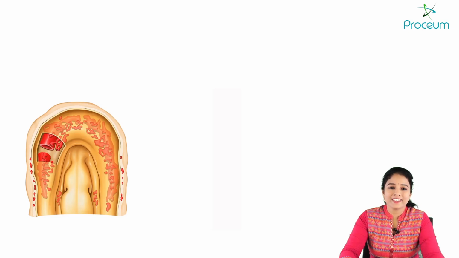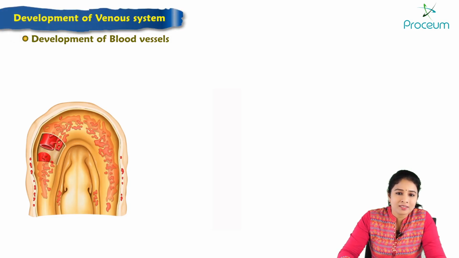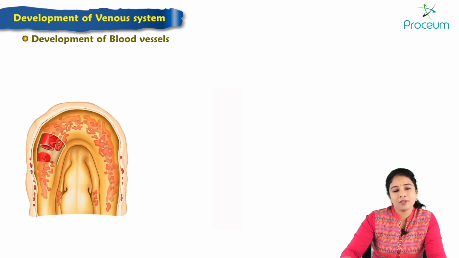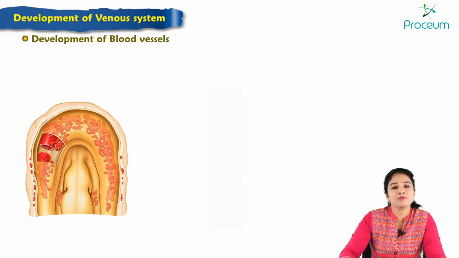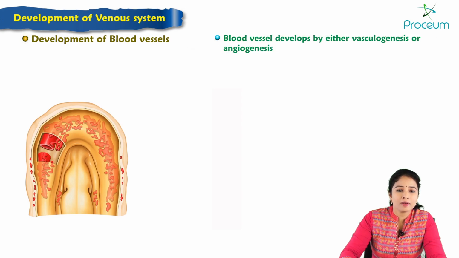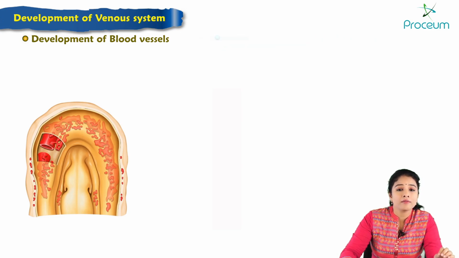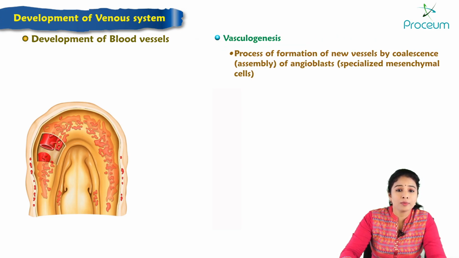So welcome to today's session on development of blood vessels. Development of blood vessels, we can give two terms as vasculogenesis and angiogenesis. So blood vessels develop by either vasculogenesis or angiogenesis. Vasculogenesis is the process of formation of a new vessel by coalescence or fusion of angioblasts.